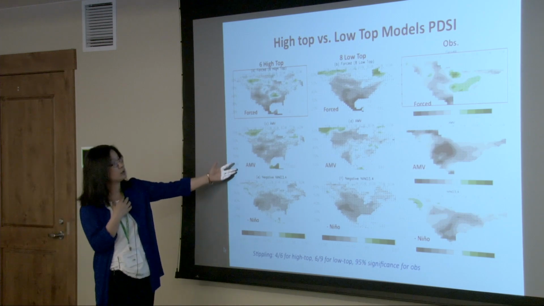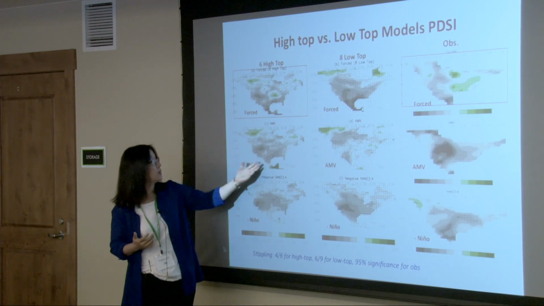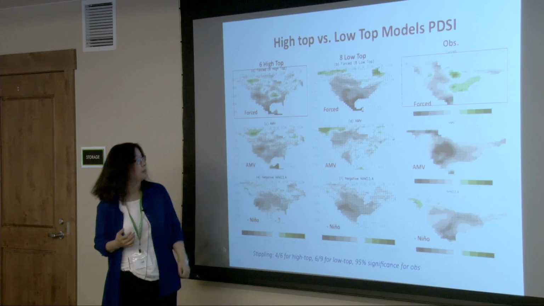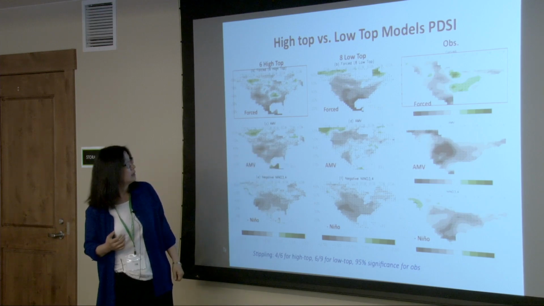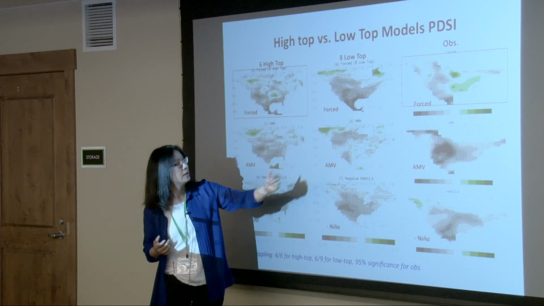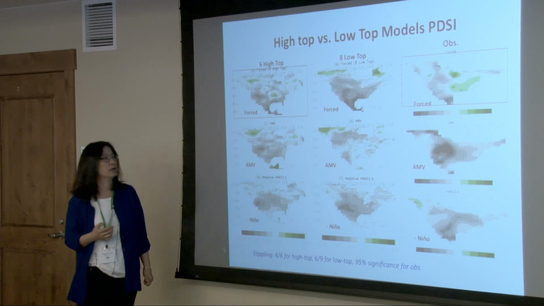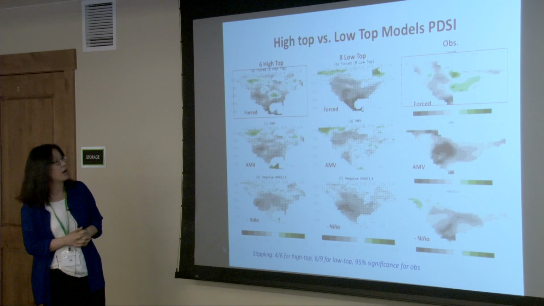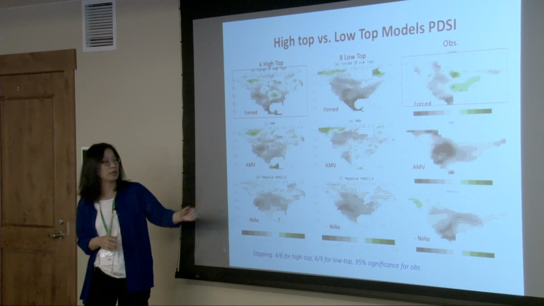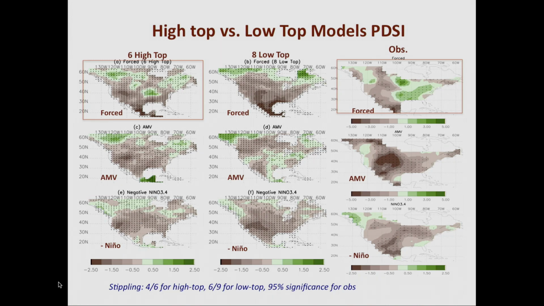And the AMV is also improved. Now in the high top models, you see a more widespread drying over the US, over North America. And then in the low top models, you see much less of a drying associated with the warm phase of AMV. The ENSO connections seem to not be that sensitive to the high top versus low top.